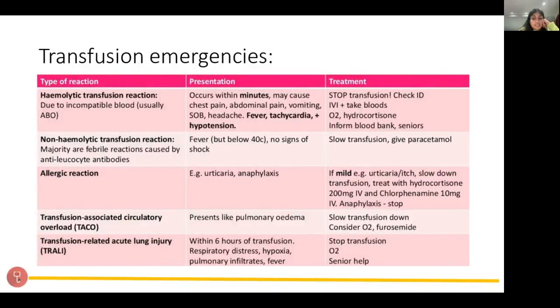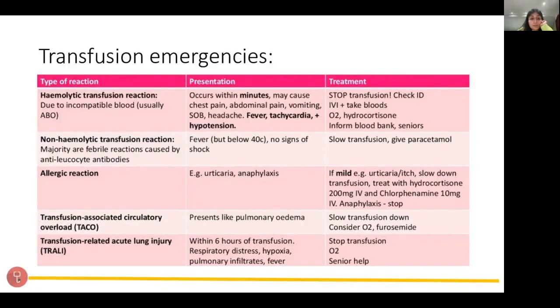And then we've got two very similar things. So we get TACO and TRALI. So TACO tends to basically happen in patients who've already got a problem with the heart. So they may have heart failure, for example, or something else. And it presents very similarly to pulmonary edema. So you might get bibasal crackles, peripheral edema in the hands and feet, shortness of breath, etc.